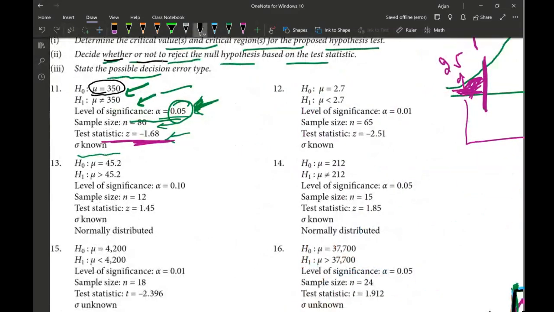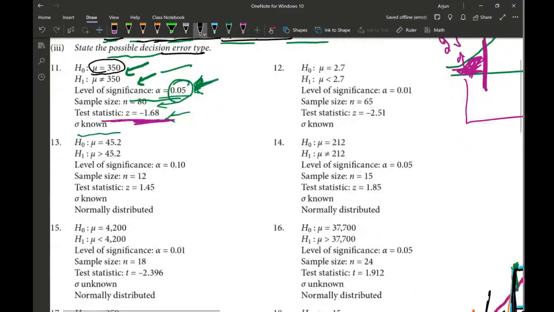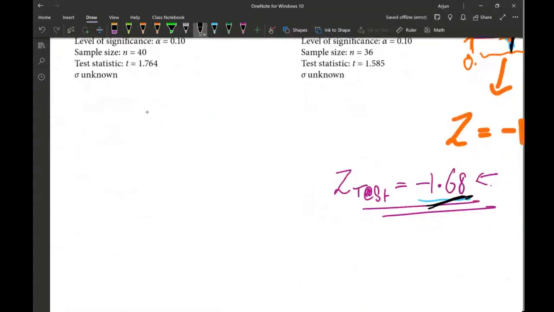State whether or not to reject the null hypothesis. In this case, we cannot reject the null hypothesis. Next, state the possible decision error type. Now there are two types of error which can exist: type 1 and type 2.